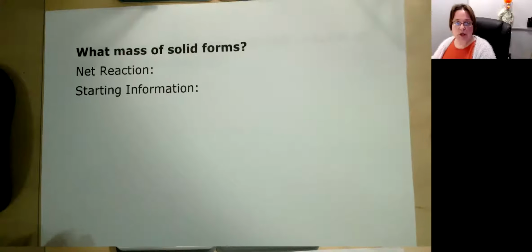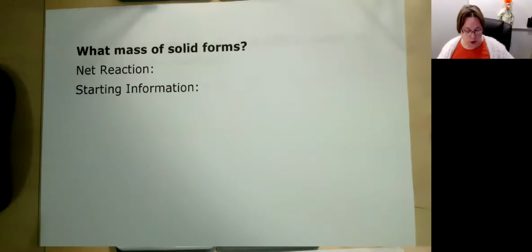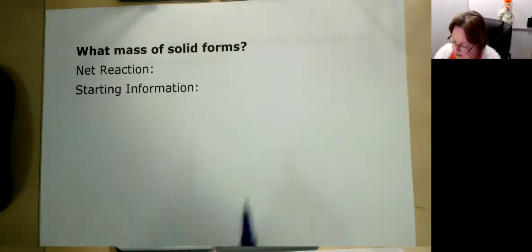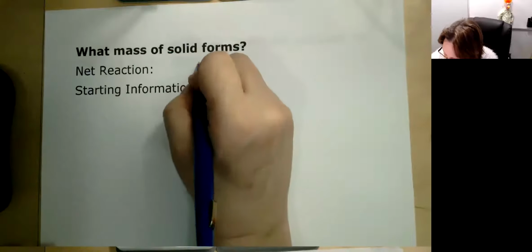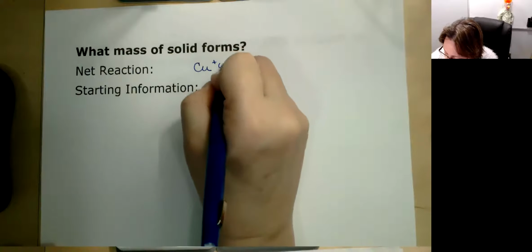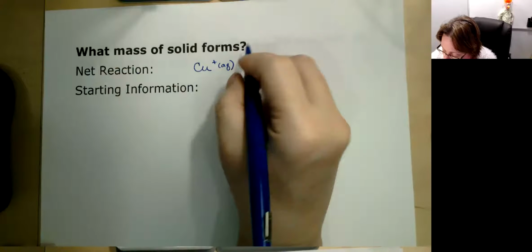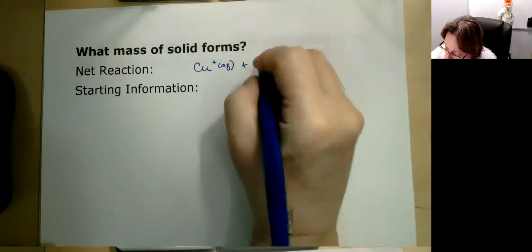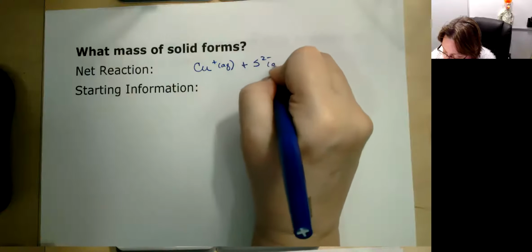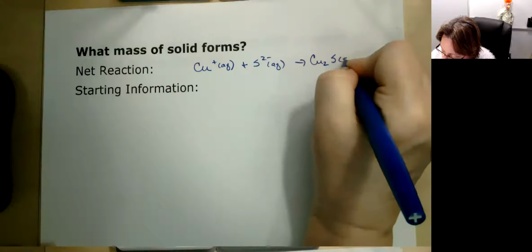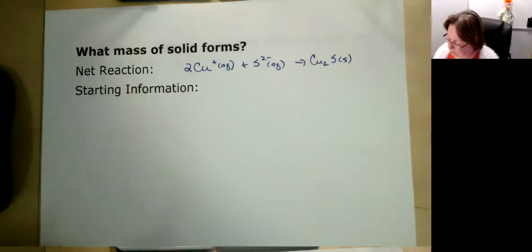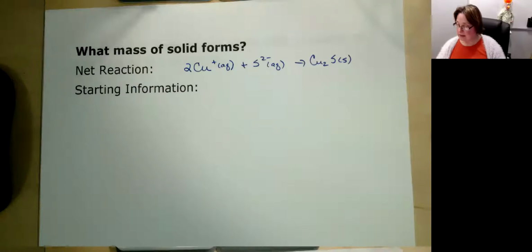All right, so here's the follow-up question, and that is, what mass of solid forms? Let me remind us of what our net process was. We had copper ions reacting with sulfide ions to make copper 1 sulfide solid. We'll get that all balanced there.